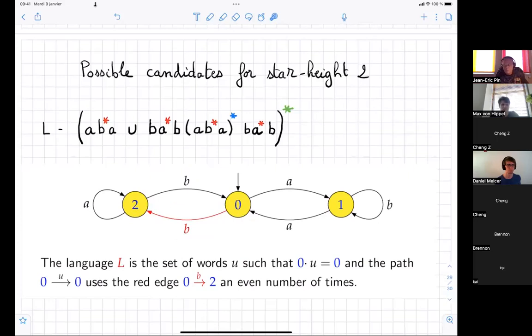I think this is the smallest candidate that was not proved to be of star height 1.